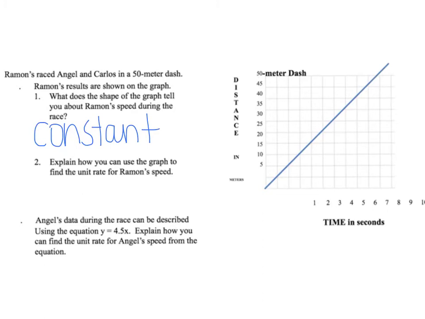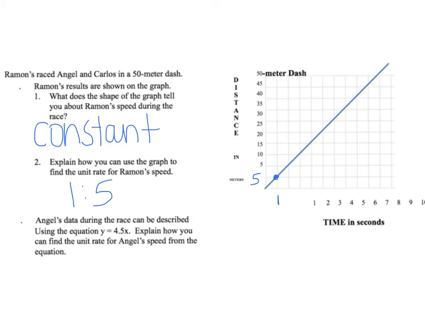Number 2 says, explain how you can use the graph to find the unit rate for Raymond's speed. So if you look right here, that's going to tell us when he went 1, he went 5. Mine is a little messed up on my screen, but if you look at your guided notes paper, it shows you that when he ran 1 second, he went 5 meters. So this unit rate is going to be for every 1 second, he's going to go 5 meters.